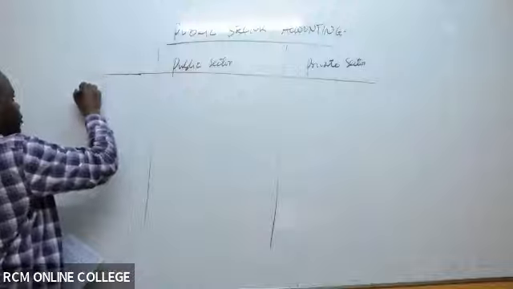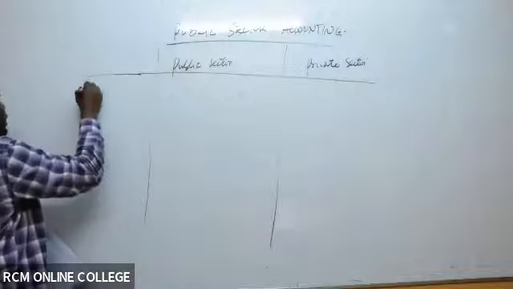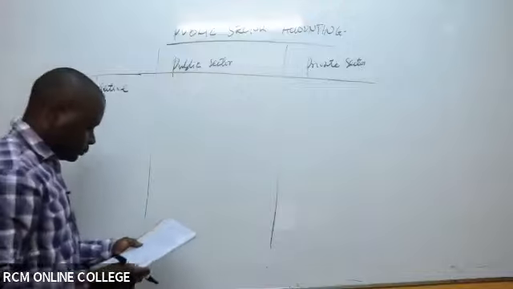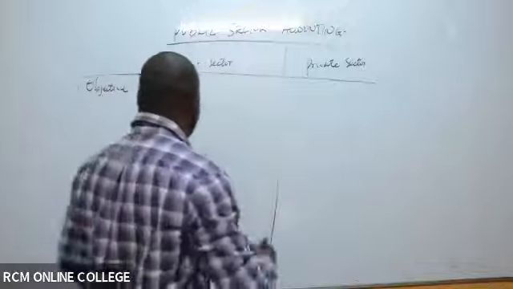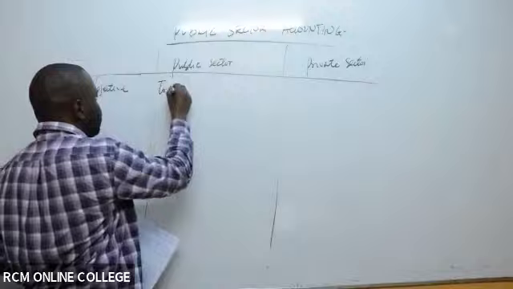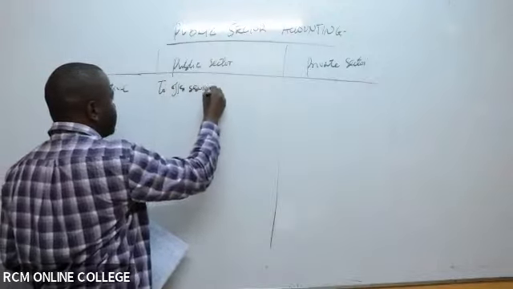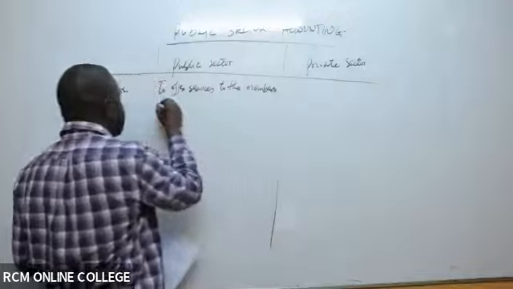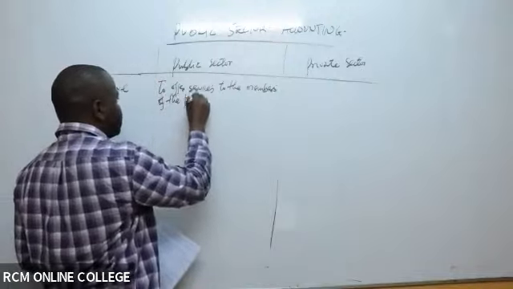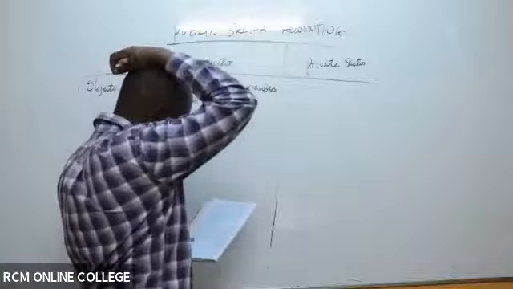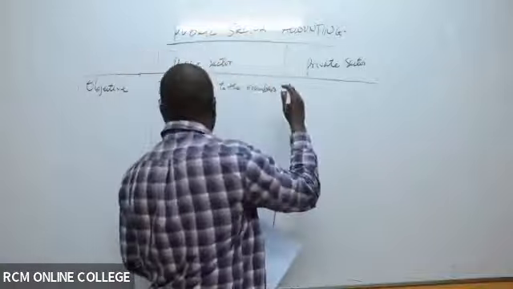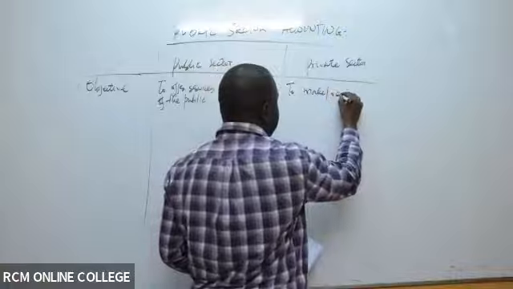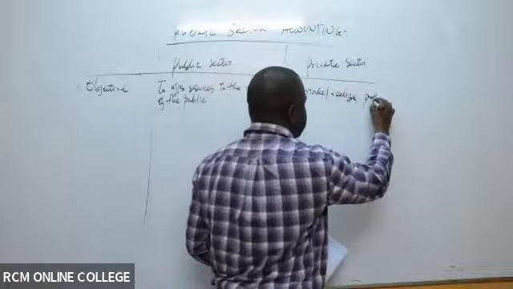in the perspective of, number one, the objective. So what is the objective of public sector entities? They offer services to the members of the public. Their main objective is to offer services to the members of the public. Then on this other side, the main objective of private sector entities is that they focus on making or realizing profits. That is their main objective.